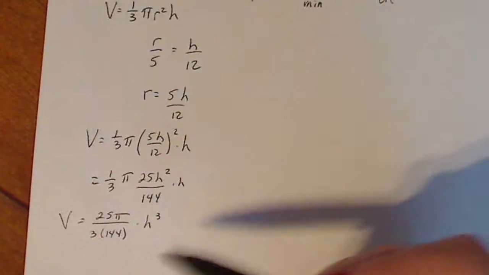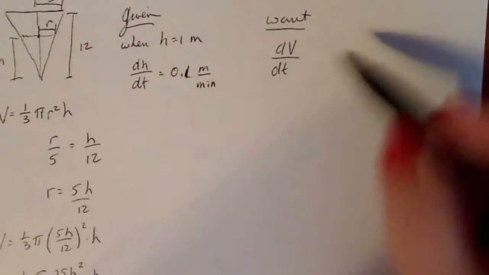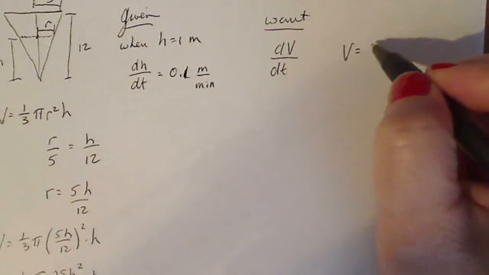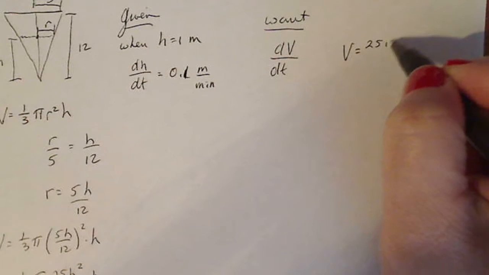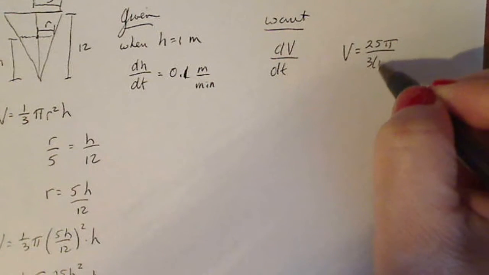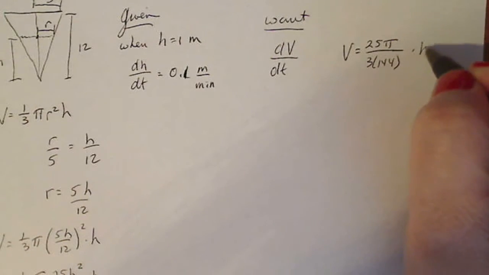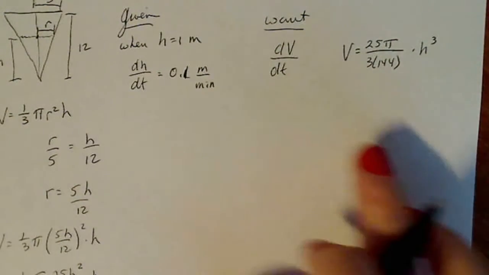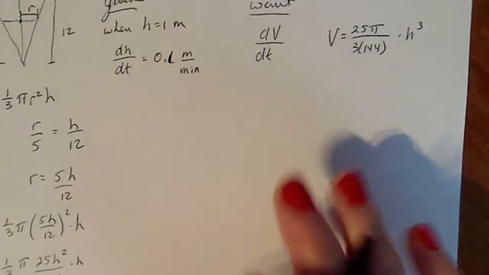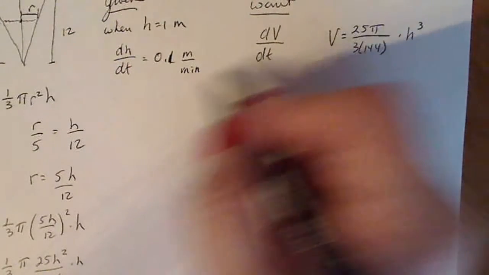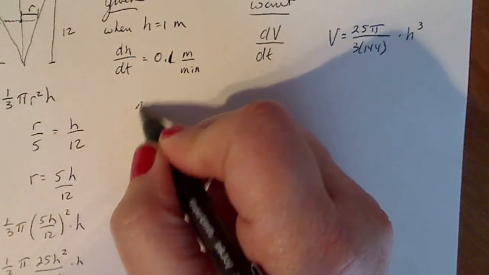And we'll come back to this. I guess I could write this up here now so that I can always reference it. 25 pi divided by 3 times 144, which, by the way, doesn't have anything pretty simplified. So again, I'm just going to leave it like that. And I'll reference that here. So method 1 uses the chain rule.